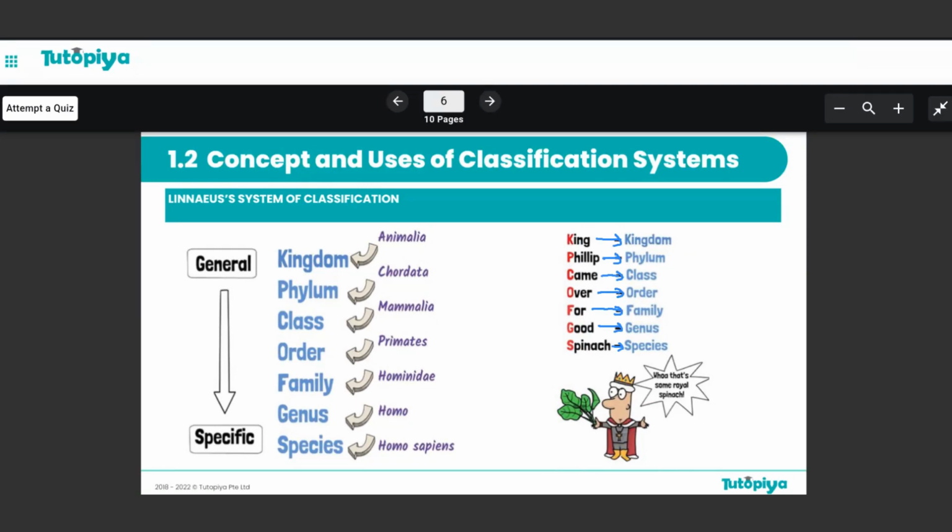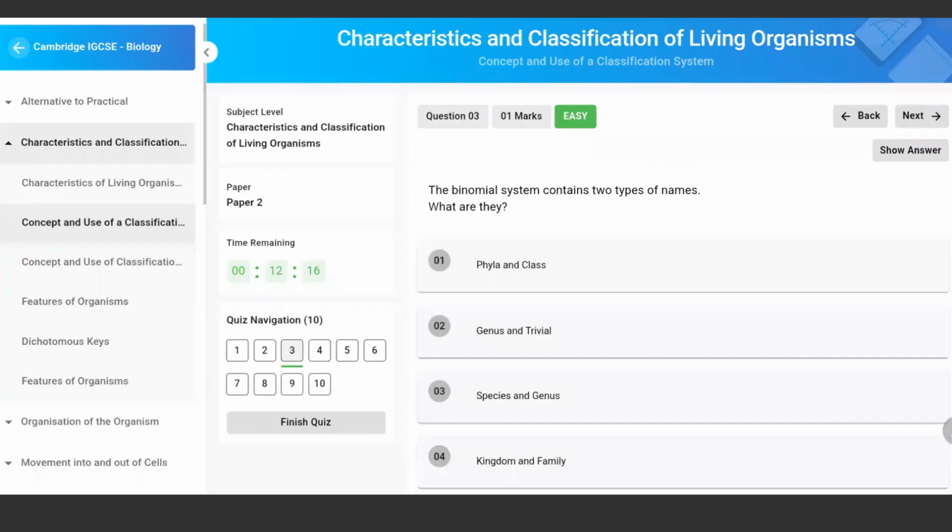So now let's take a look at a few questions from the question bank. All right, so here's our first question. The binomial naming system contains 2 types of names. What are they? This is what we just studied. So the 2 names in the binomial system are definitely the genus and the species. So that's our answer. That's a 3.